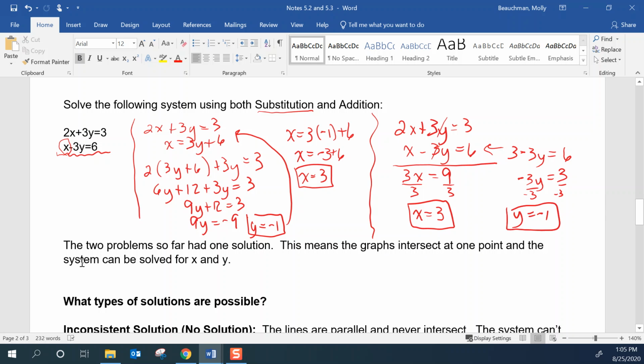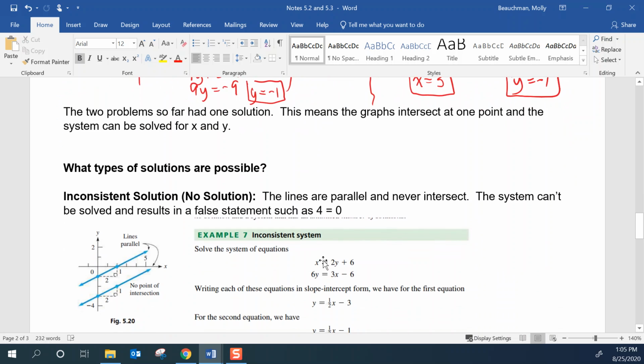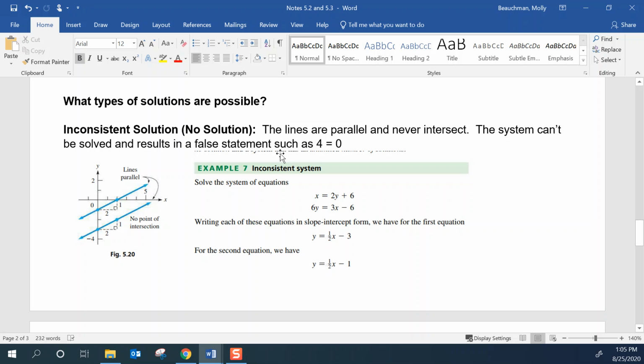Now notice the two problems we've done so far in notes had a solution. This means that the graphs intersect at one point and the system can be solved for x and y, but that doesn't always happen. So the next part of notes is what types of solutions are possible? It could happen that we get an inconsistent solution or no solution, where the lines are parallel and they never intersect. The system itself can't be solved and results in a false statement such as 4 equals 0.